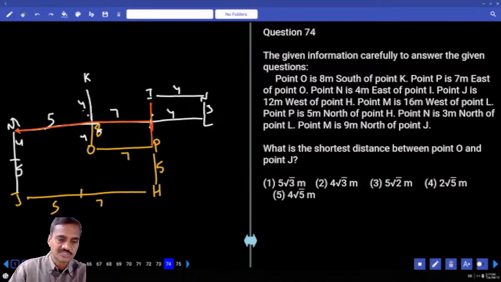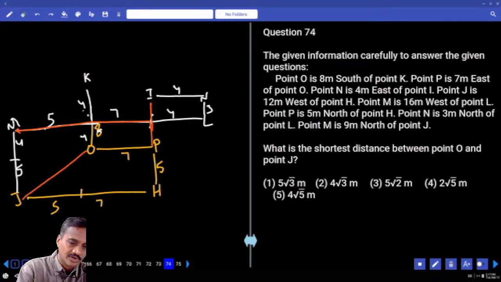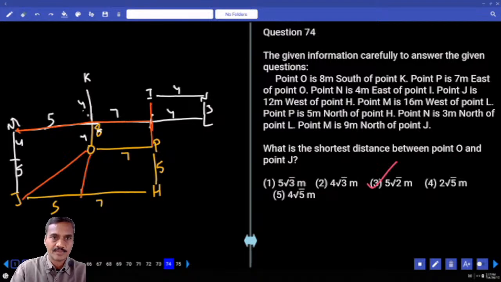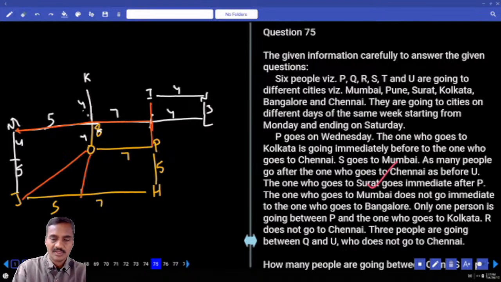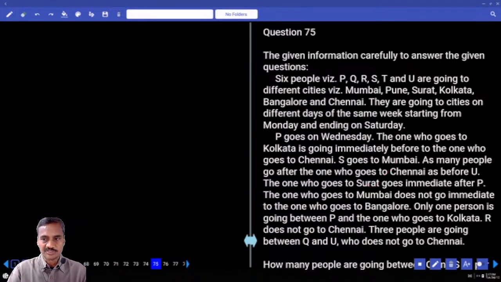Now shortest distance between O and J, now here the shortest is this one. Now 5 and 5. Now 5 squared plus 5 squared is how much? 5 root 2, choice 3, question number 74. Clear? Now this is about 72 to 74. Then 75 onwards. Now 75, there are some 6 people and they are going to different cities.